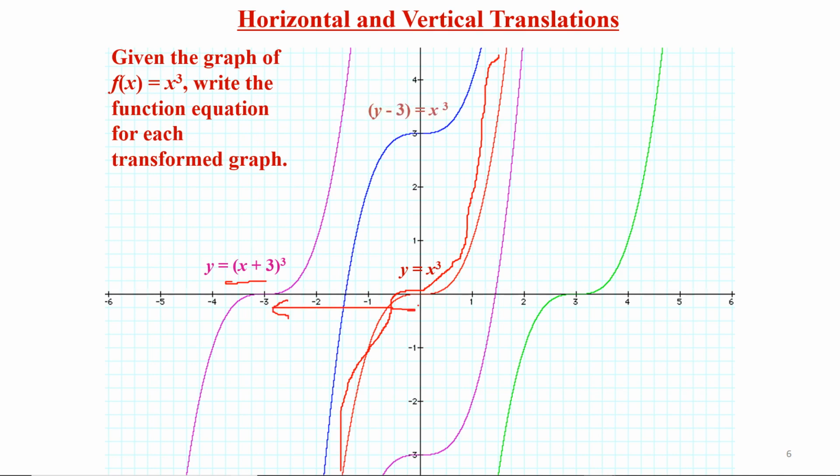This is y minus 3. See, it is shifted up. So we have minus 3. This is shifted down, so y plus 3. And this is going right, so it will be (x minus 3) whole cube.